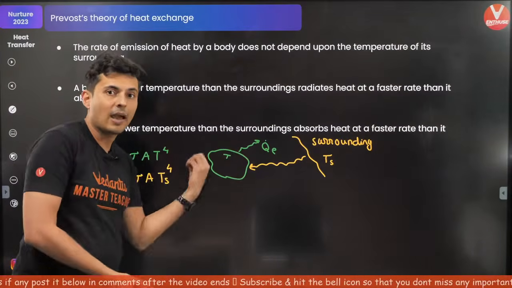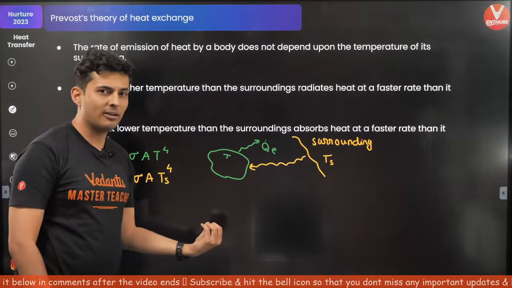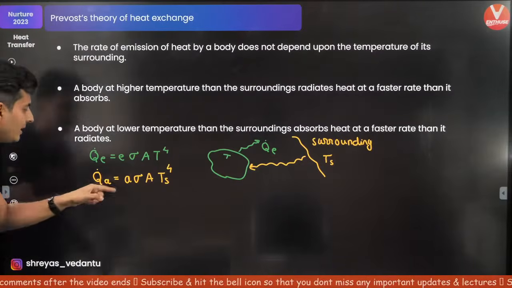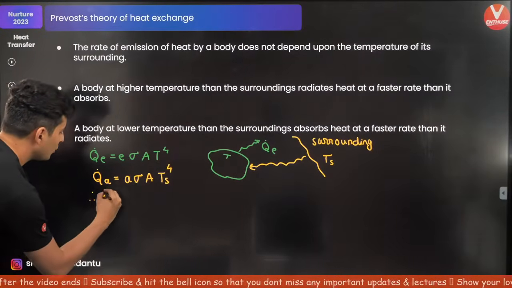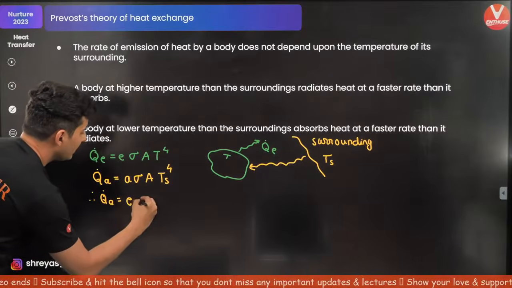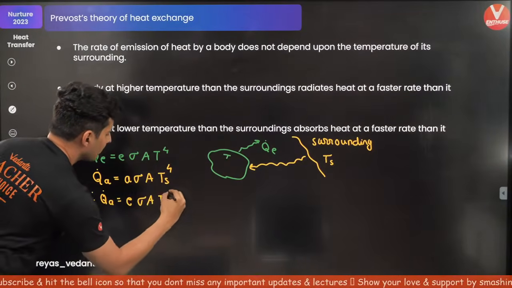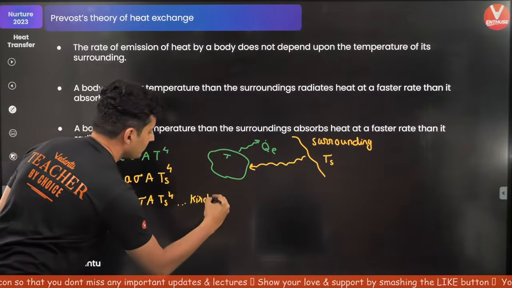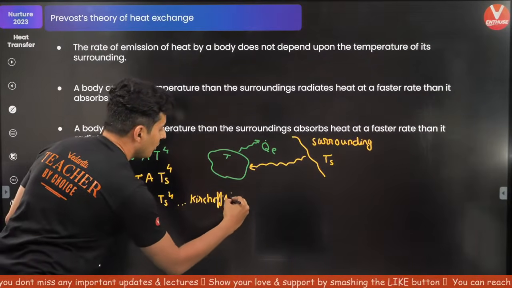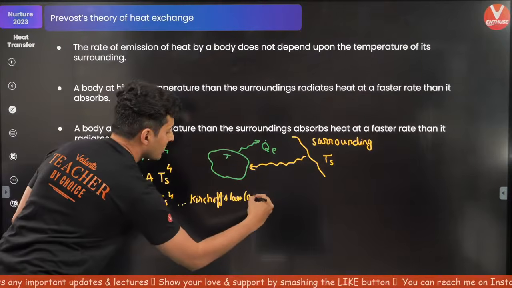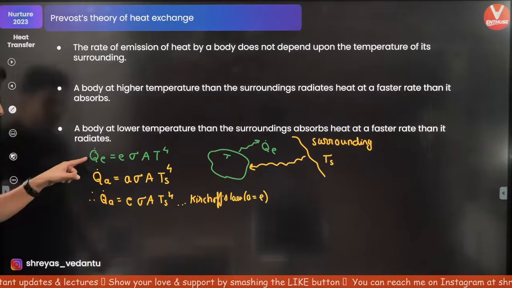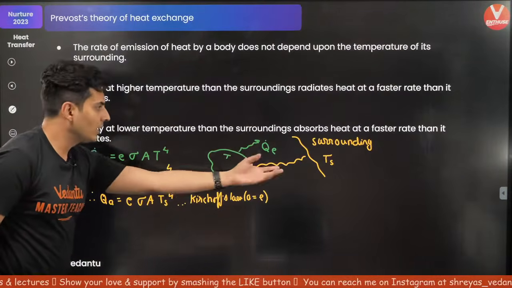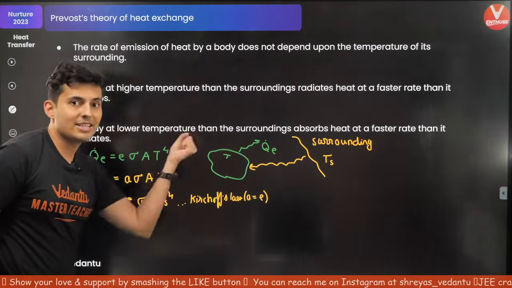How much energy gets absorbed? But remember Kirchhoff's law: A and E are equal. So therefore Q dot A is nothing but E sigma A Ts raised to 4, using Kirchhoff's law, because A was equal to E. Now this is the amount of energy which is coming out, and Q dot A is the amount of energy which is absorbed.